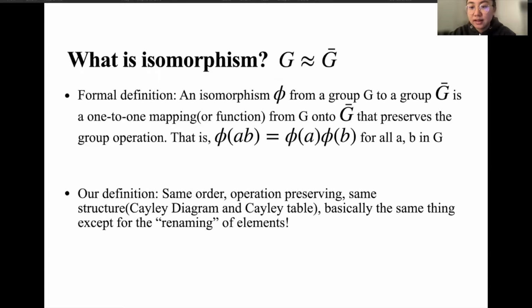I personally really love the example given in the textbook in the motivation part. Two isomorphic groups are just like how we count numbers in different languages. For example, although 1, 2, 3, 4 in English and Mandarin have totally different pronunciations, they mean the same thing. Similarly, isomorphic groups are basically the same thing. We can think of them as two groups with the same order, the same structure of Cayley diagram and Cayley table, and they're bijective, but isomorphism is the action to rename all the elements.